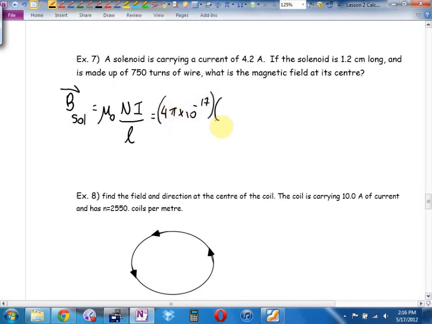N is the number of turns of wire, 750. I is the current, 4.2 amps, divided by, oh, careful, not 1.2, because that's centimeters. What will I put instead? 0.012. How strong a magnetic field will there be in the center of the solenoid?